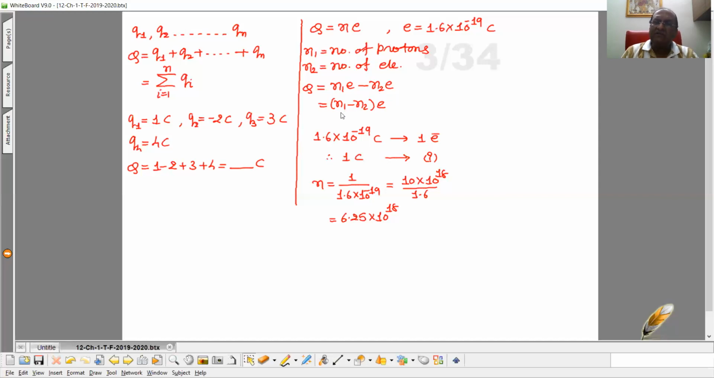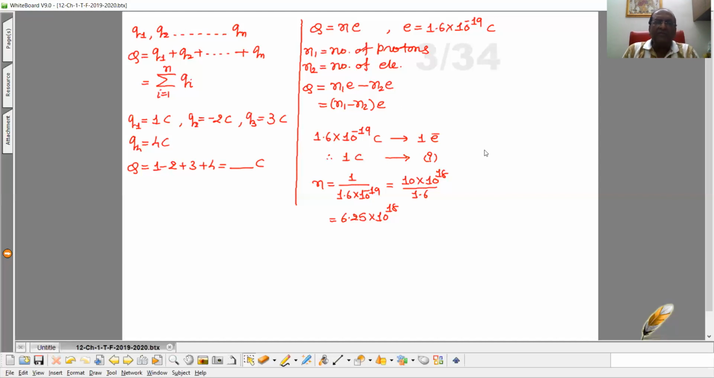But this n1 minus n2 will be an integer, because after all, n1 is the number of protons and n2 is the number of electrons. Clear? So this difference will be an integer. Okay. Now see, the charge of an electron or proton is 1.6 into 10 raised to minus 19 coulomb.